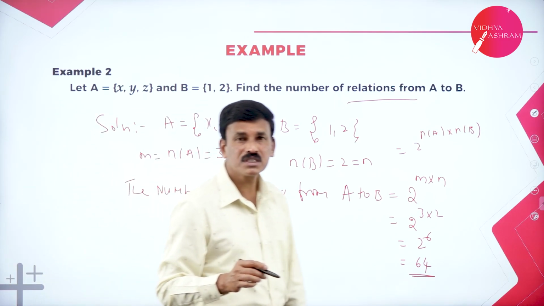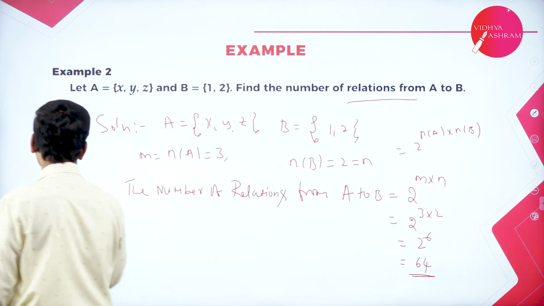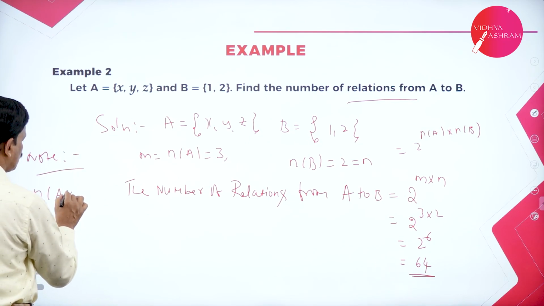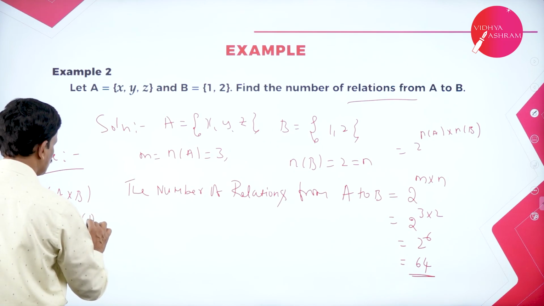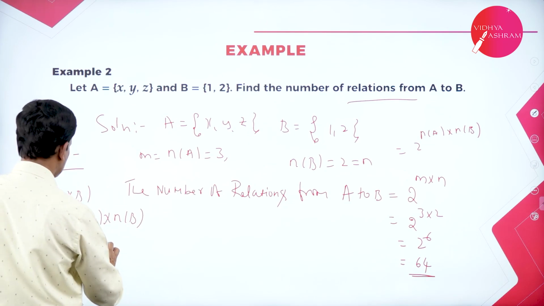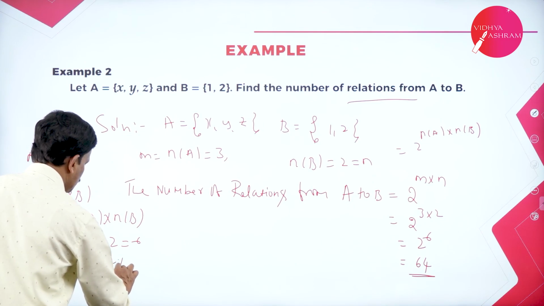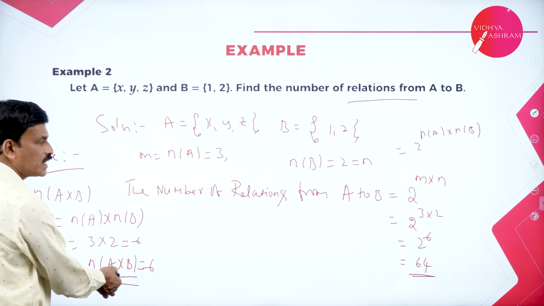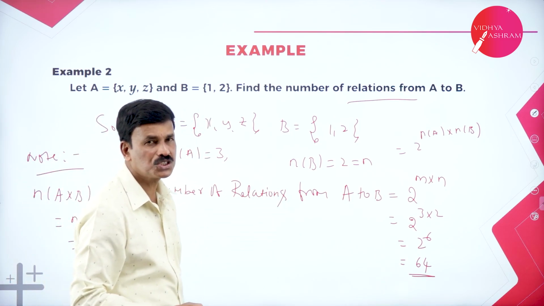So if you want the number of elements in A cross B, n of A cross B, the number of elements in A cross B is equal to the number of elements in A into the number of elements in B. That is equal to 3 into 2 is equal to 6. So n of A cross B is equal to 6. That's all. See the difference? Here, the number of elements in A cross B. Here, the number of relations from A to B. Okay, this is the difference.